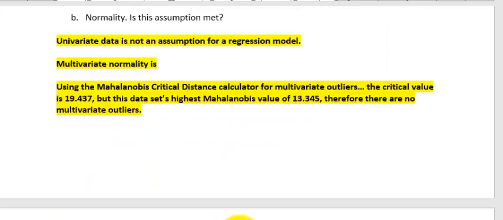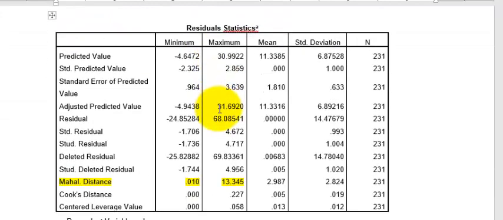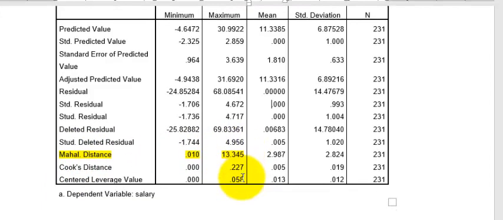So again, back to multivariate normality. Univariate normality means one variable. That's what univariate means. That is not an issue here. We're not looking for that. We're looking at multivariate. So what I use is the Mahalanobis critical distance calculator. And that is one of the boxes there. And there it is. So out of our data set, our maximum distance is 13.345. So now we have to go back to the calculator.